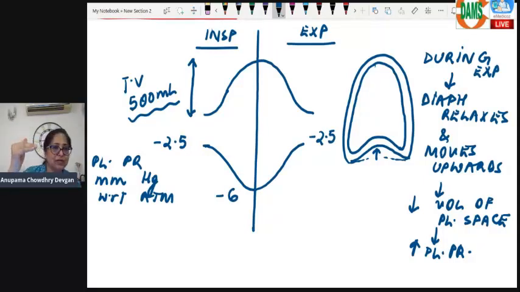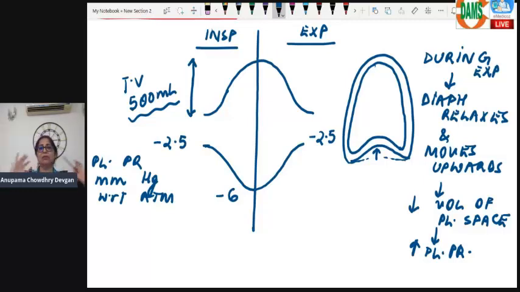From -2.5 at the end of expiration, during inspiration it becomes more negative and reaches -6 at the end of inspiration. During expiration, this pressure becomes less negative, and at the end of expiration this is -2.5 millimeters of mercury. From less negative to more negative, back to less negative. This is what is going to happen to the pleural pressure. But remember, it always remains negative. And this negative pressure is very important because it helps to inflate the lungs.